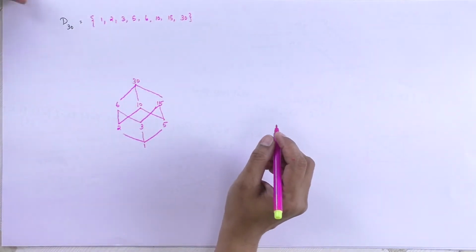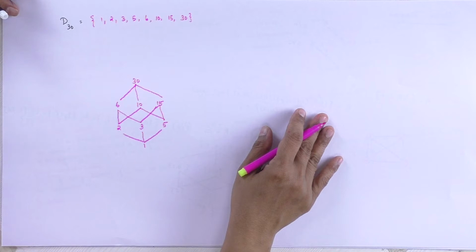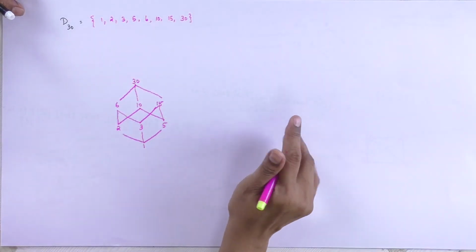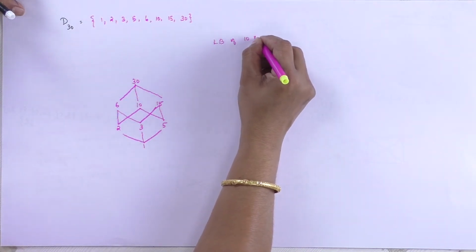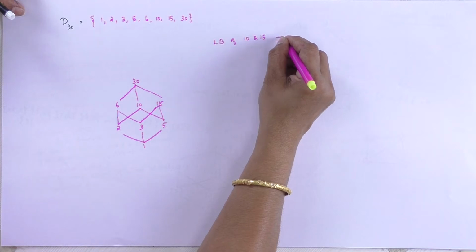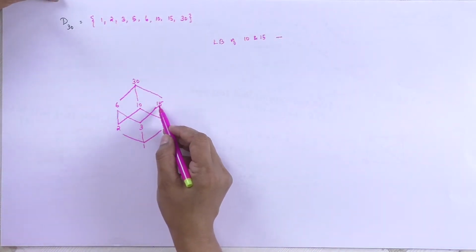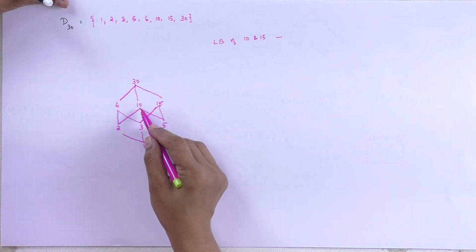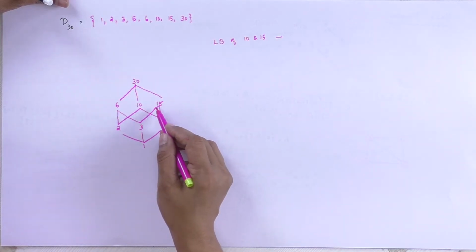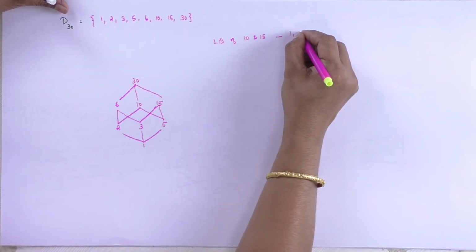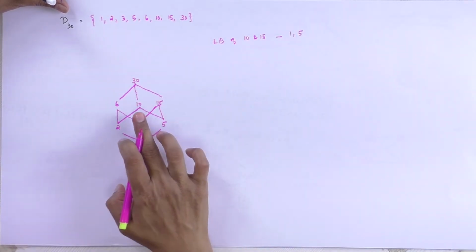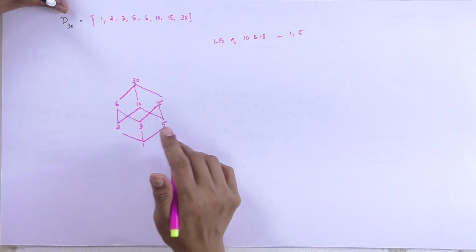And next, if I am asking you to find the lower bounds of 10 and 15, what are the lower bounds of 10 and 15? We have 10, 15, the common thing we should have. 5 divides 10 and 5 divides 15, but 3 only divides 15. So, the lower bounds of 10 and 15 are 1 and 5.